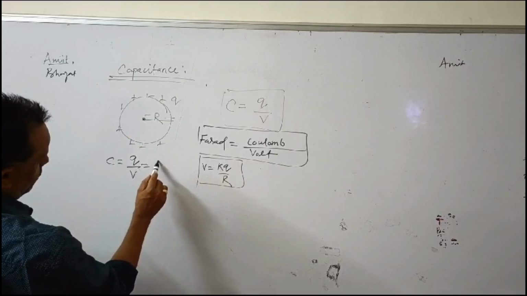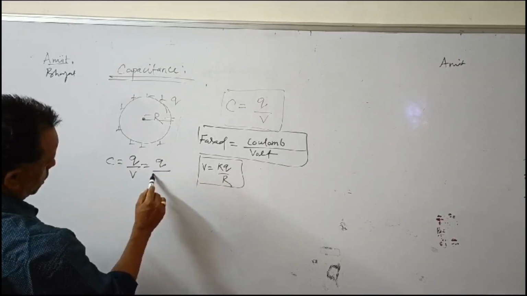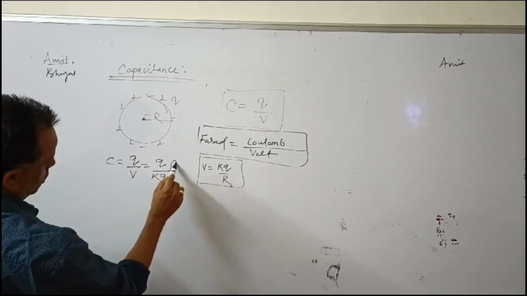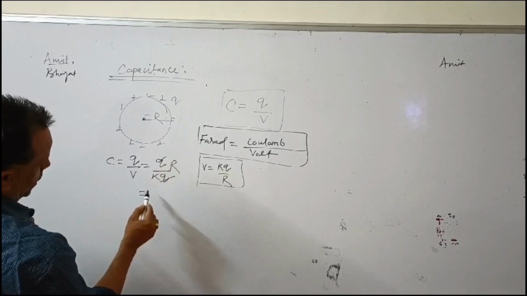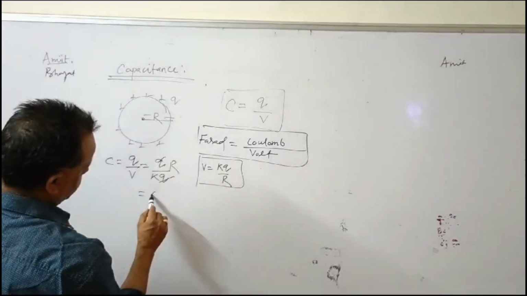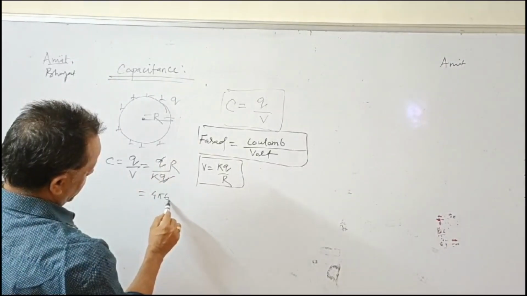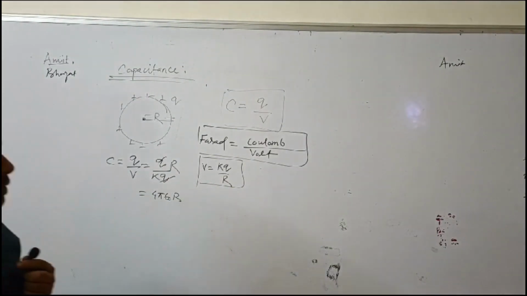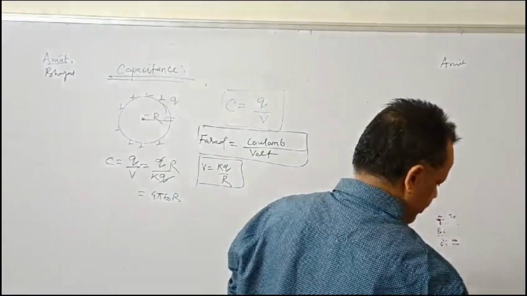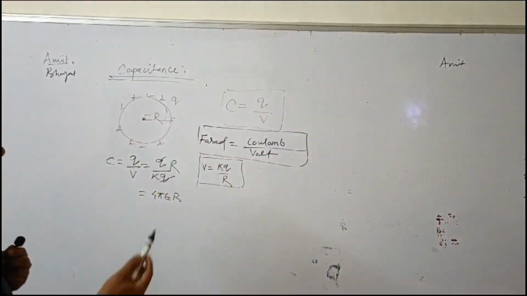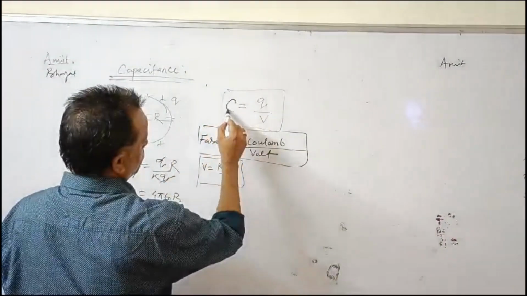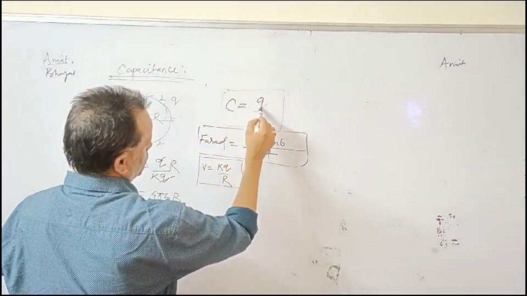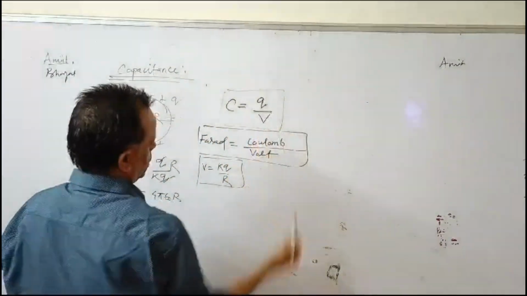V is kQ upon R. Q gets cancelled out. K is 1 by 4 pi epsilon naught, so C can be written as 4 pi epsilon naught into R. Is it clear? Capacitance is equivalent to charge upon potential.